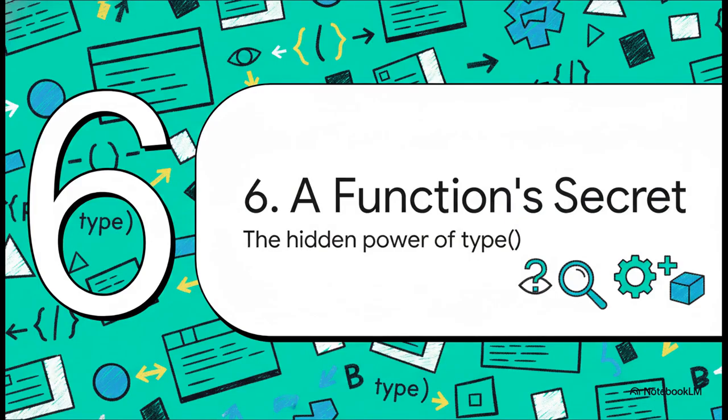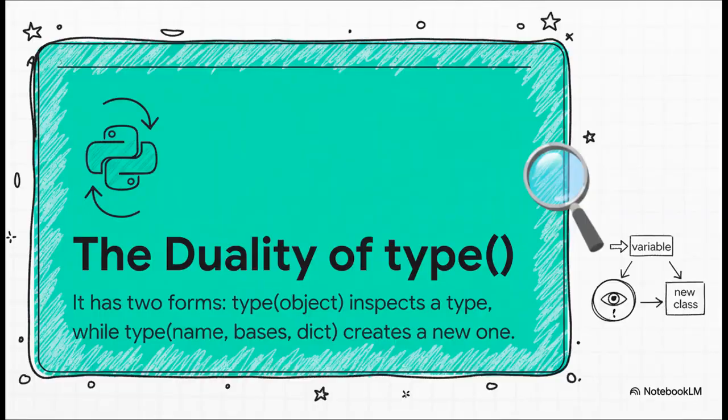And now for the final twist. It turns out that the type function has a secret identity. It has a second, much more powerful job that gives us a peek into just how flexible Python is under the hood. So, we've been using Form 1 this whole time. You give type one thing, an object, and it tells you what it is. But there's a second way to use it.